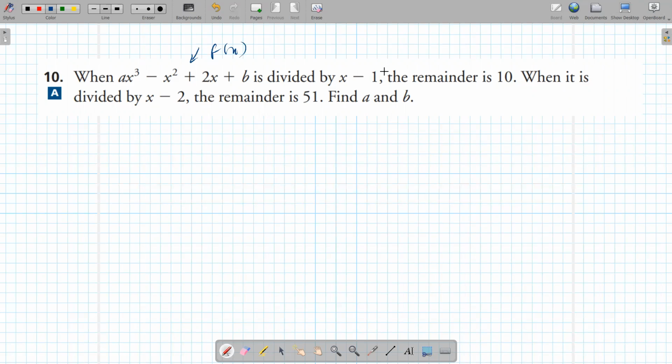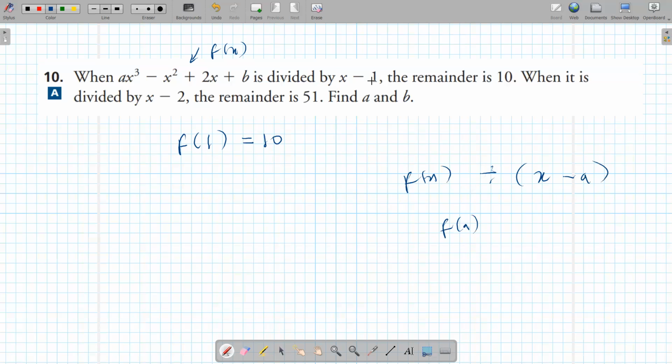That's just a fancy way of saying it. If we're dividing by x minus 1, what is our k value? 1, right? So all that's saying is when you plug 1 into f of x, what do you get as a remainder? 10. You understand that? This is the crux of the remainder theorem, right? You have some function f of x, your dividend. If you divide this by some factor, x minus a, your remainder is going to be f of a. Okay?